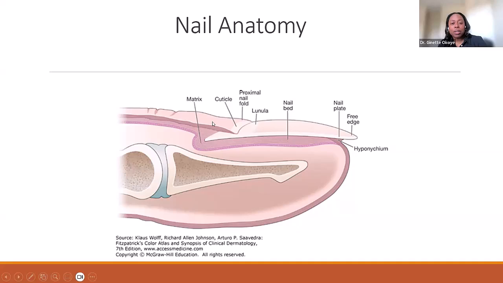Another important structure to think about when you're looking at nails is something called the proximal nail fold. That's basically the skin that's abutting the nail. Some nail diseases will affect the proximal nail fold, and some proximal nail fold diseases will affect the nail.